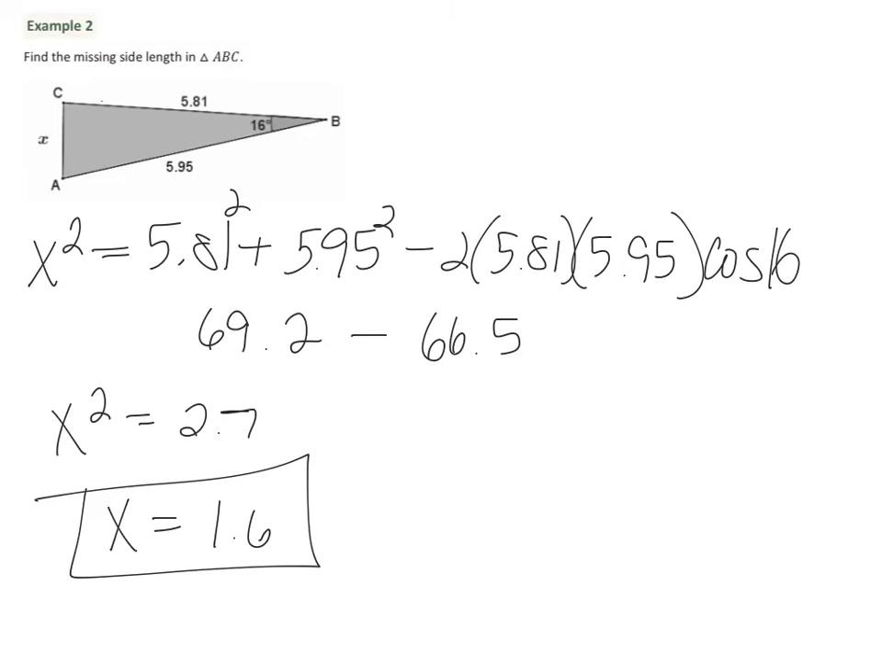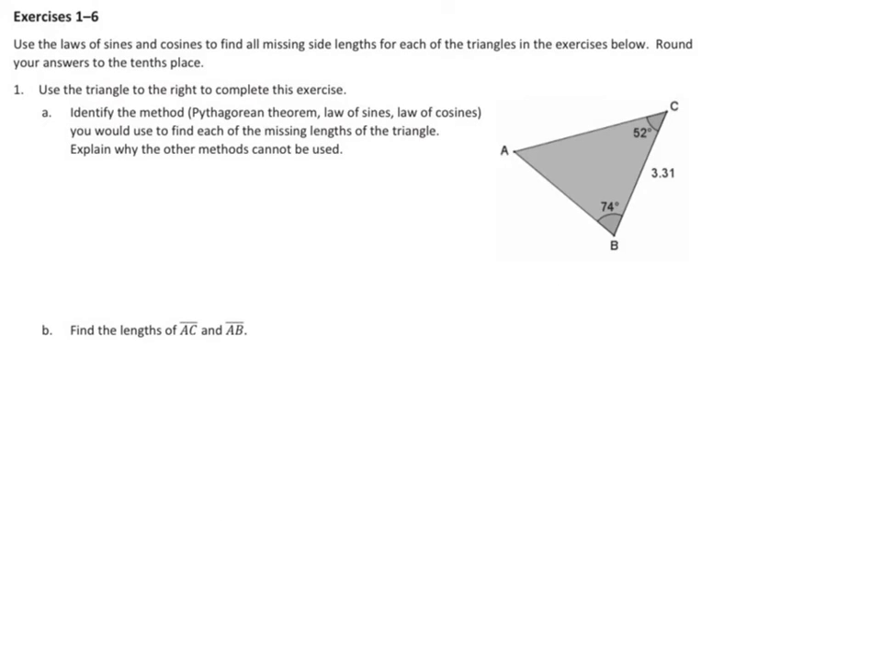Awesome. Alright, exercises 1 through 6. I'm going to go through them, but I just expect you to work through them on your own and check your work. Okay?